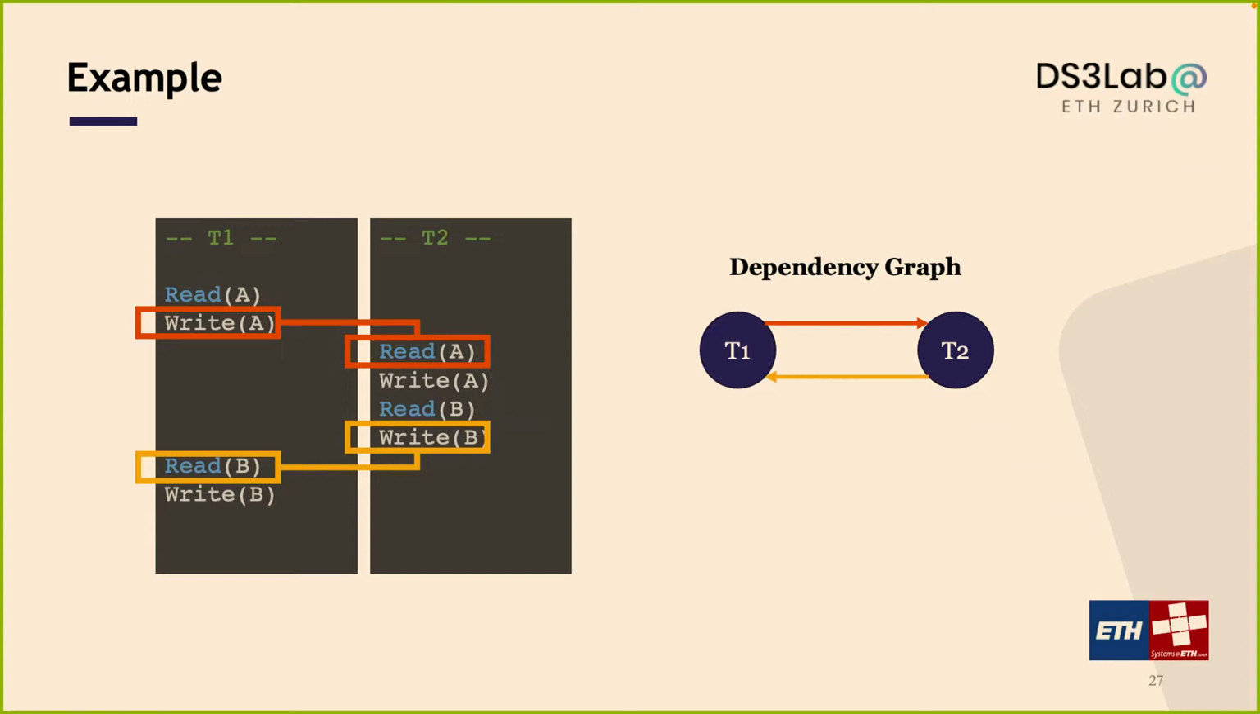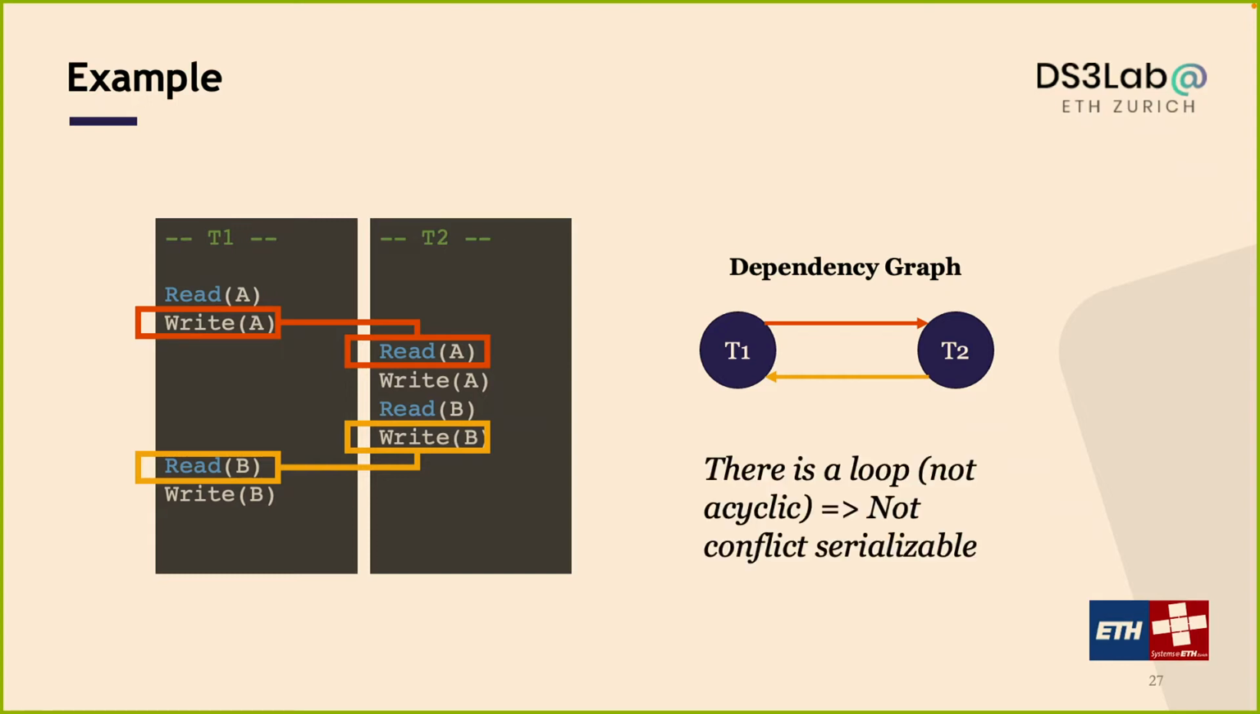Then I look at this graph. As you can see, there's a loop, right? T1 goes to T2, T2 goes to T1. When there's a loop in the dependency graph, we know this schedule is not conflict serializable. The intuition is clear, right? There's no way you can swap the non-conflicting operations such that you can put T1 together. So whenever there's a loop, it's not conflict serializable.